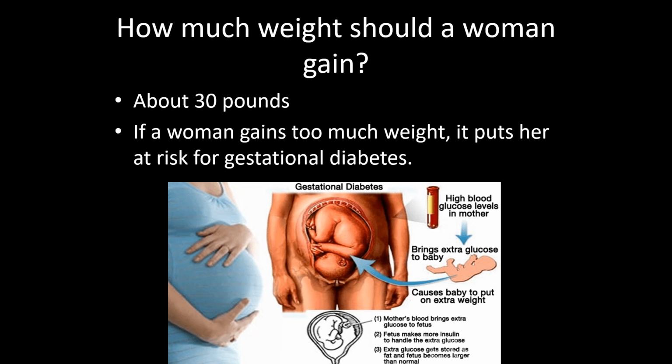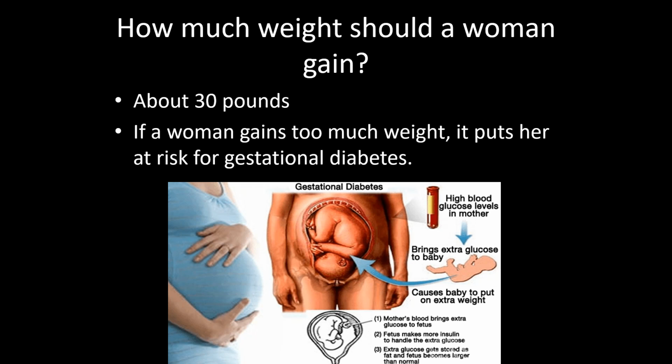How much weight should a woman gain during pregnancy? Somewhere around 25 to 30 pounds is normal. What's important for you guys to understand is if a woman does gain more weight than that during her pregnancy, she puts herself at risk of numerous complications. The one that I'm putting up here is gestational diabetes. But it can also raise her blood pressure, which can increase her risk of preeclampsia.